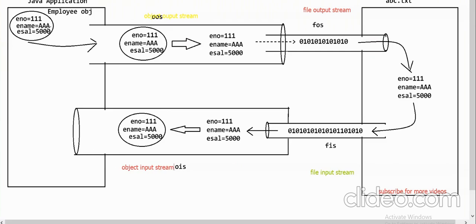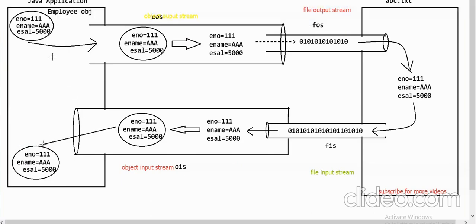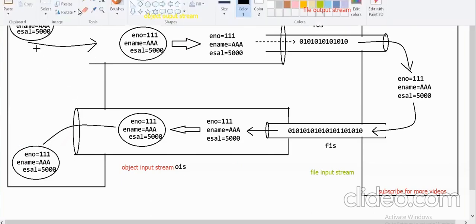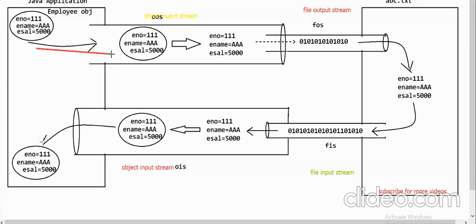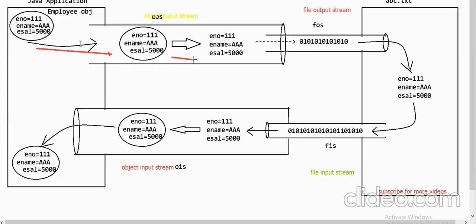Whenever the deserialized object is available, we have to read it from the object input stream. How are we able to read it? We are able to read this from the object input stream. To write an object into the object output stream, oos.writeObject(emp). Okay.